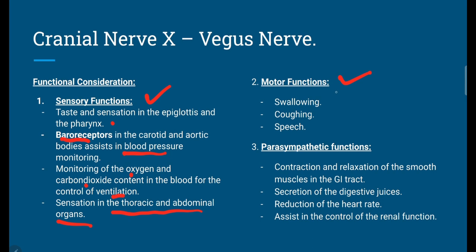The motor functions of the vagus nerve are swallowing, coughing, and speech. And now you also have to include the parasympathetic functions that are associated with the vagus nerve. We have discussed that in detail in the parasympathetic slides. Please go back into the playlist and you will find that. It includes the contraction and relaxation of the smooth muscles in the GI tract, the secretion of the digestive juices, the reduction of the heart rate, and assistance in the control of the renal functions.